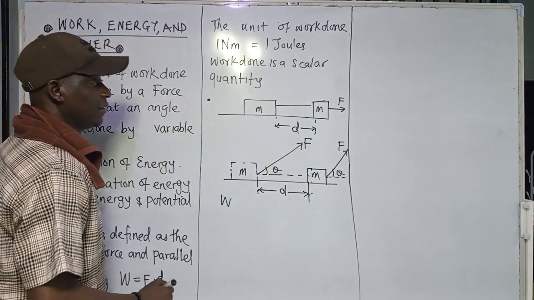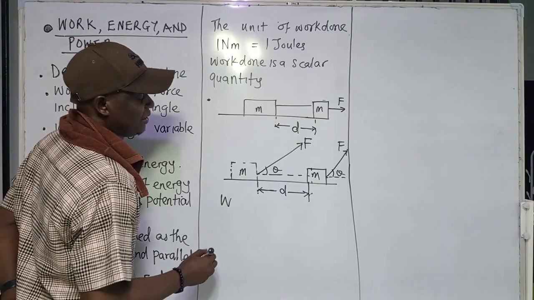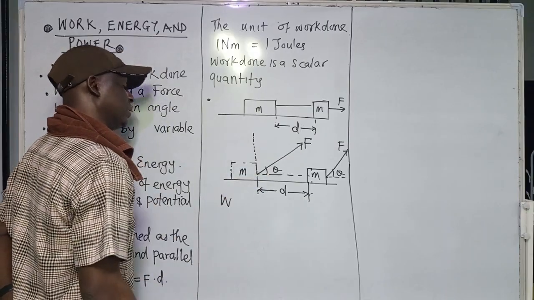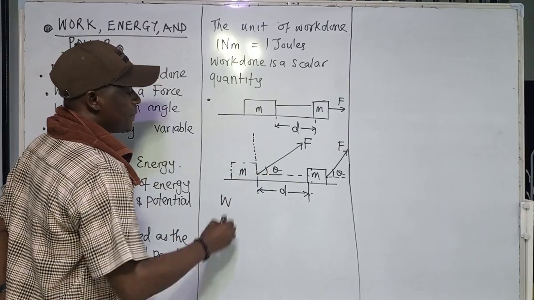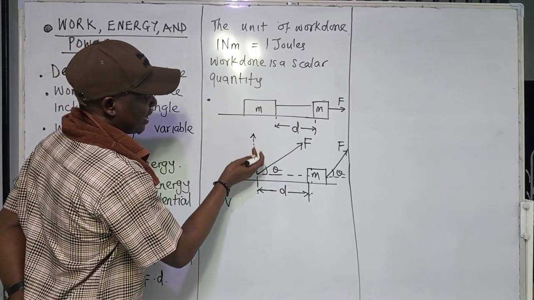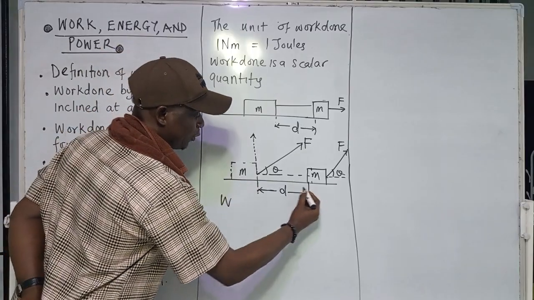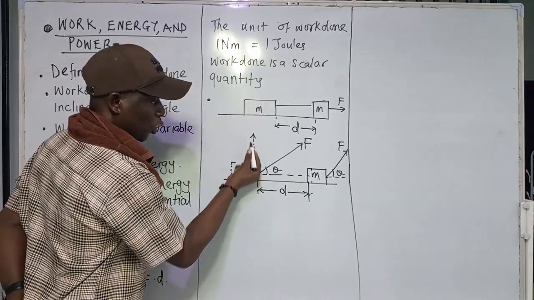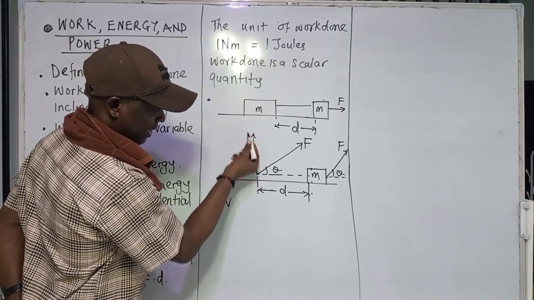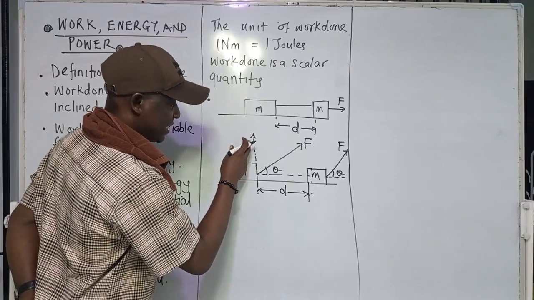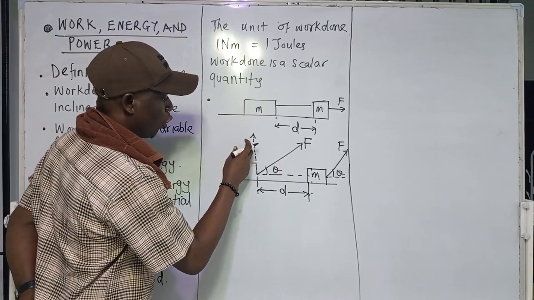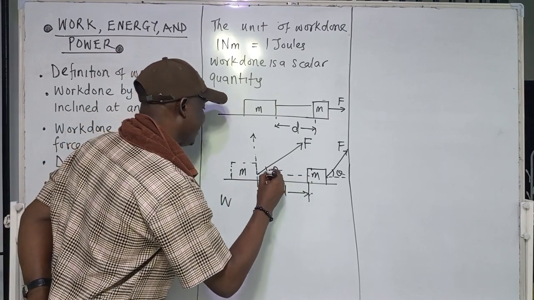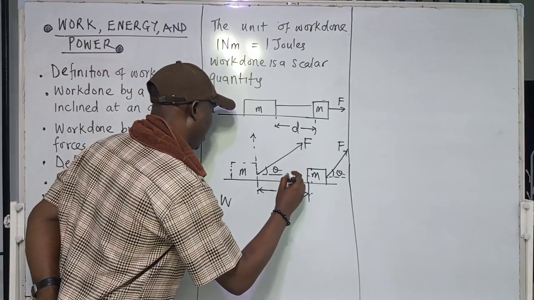Now, for us to resolve the work done, there's no work done in the vertical direction, because this vertical direction is perpendicular to the distance moved. So you cannot use this vertical component. We say work is not done in this direction. Work is done in this direction, if I resolve this force along this direction.